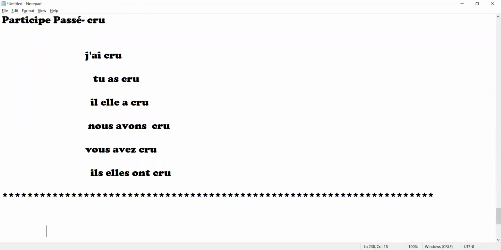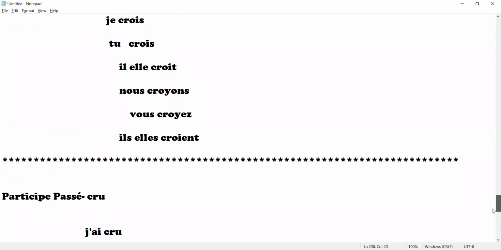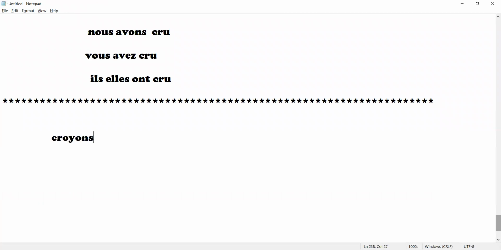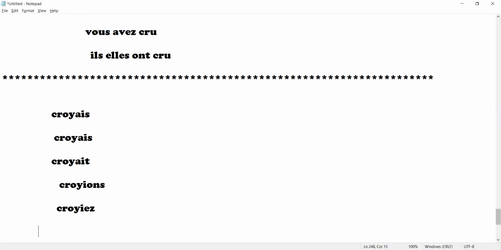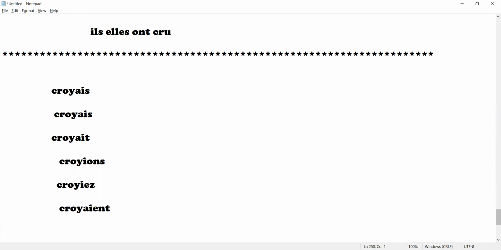Now, what would be the imparfait of the verb croire? So what you have to do is use the nous conjugation, croyons. Yeah. Eliminate ons. Insert je croyais. I was believing. Tu croyais. C'est clair. Tell me yes or no. Il, elle croyait. Nous croyions. Vous croyiez. Ils, elles croyaient. C'est clair, d'accord?